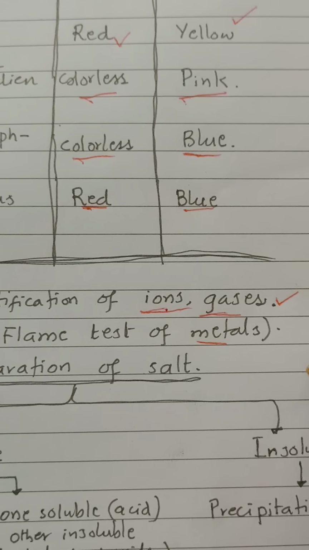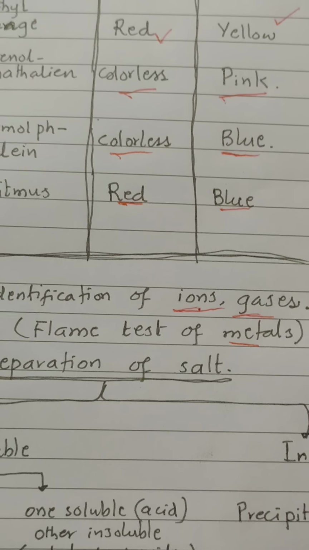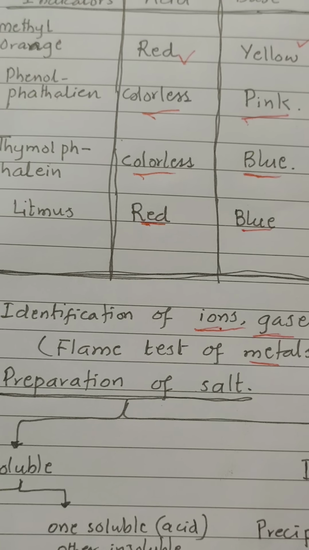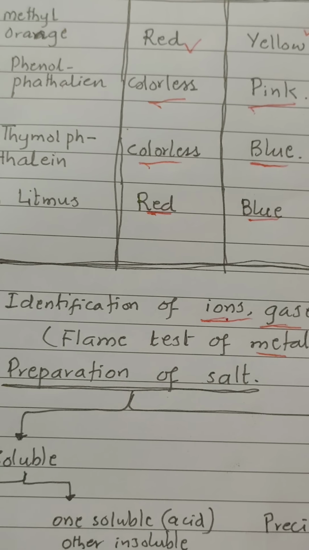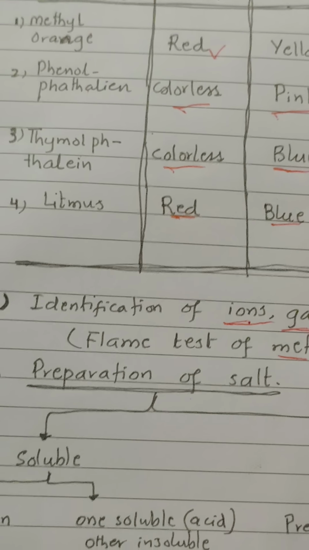So we have to go through the table which is provided in the question paper, and then we have to solve the question according to the test. That's a very easy question, because the table related to this question is provided.